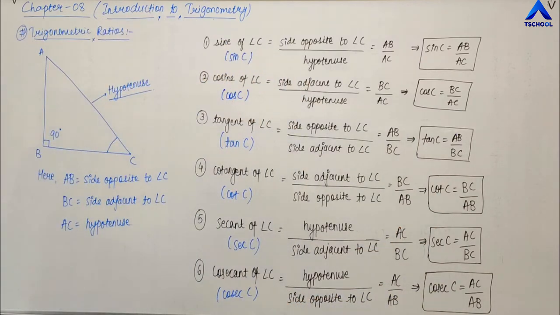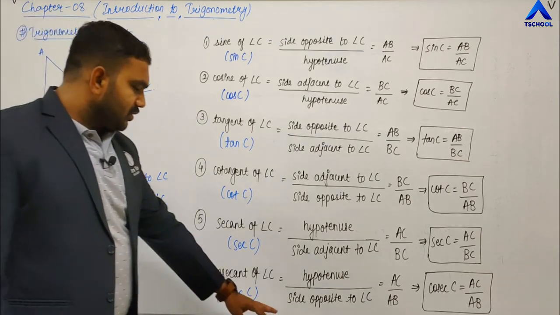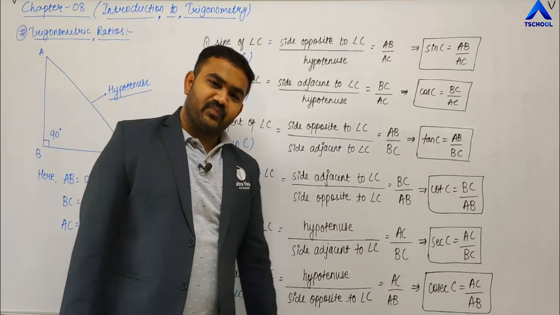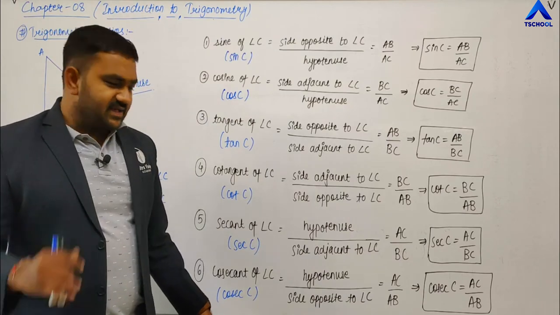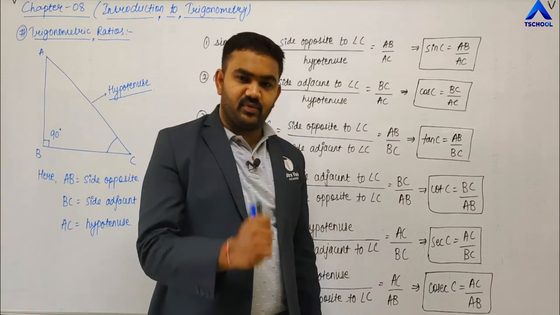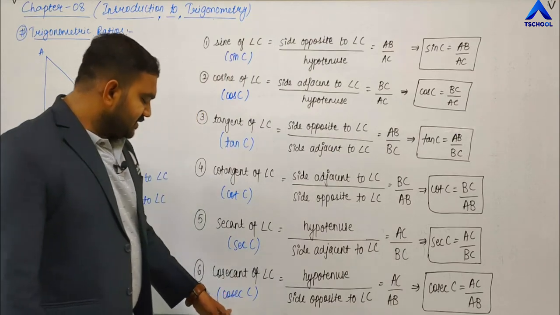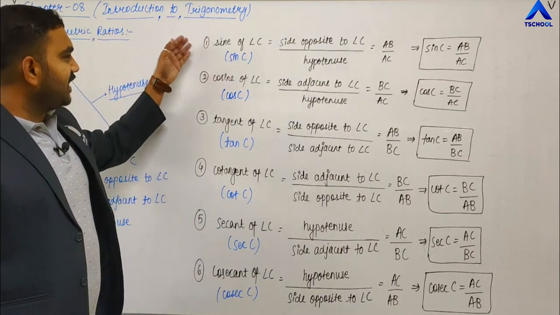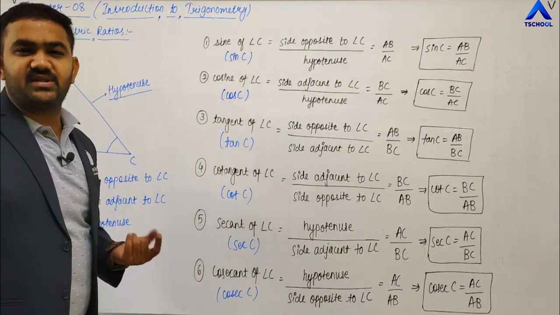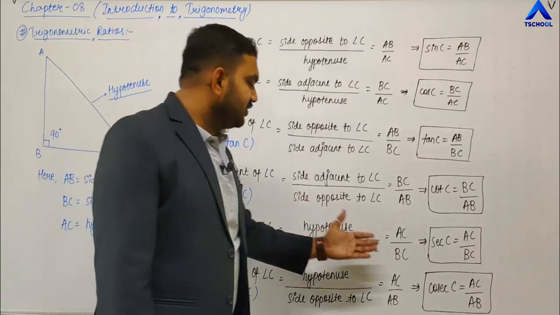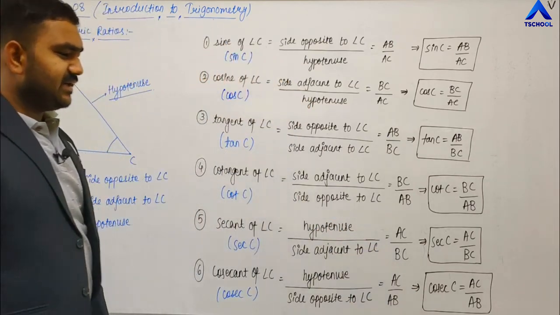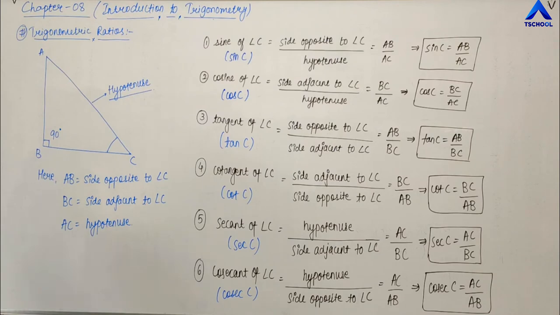And last one, friends, cosecant of angle C, that is hypotenuse upon side opposite to angle C, shortly written as cosec C, that is AC upon AB. Again, this cosecant of angle C and sine of angle C are both relatable because they are exactly inverse of each other. Hence, cosec C directly is written as AC upon AB. Right? So, these are the six different ratios, friends, that we get from this triangle.